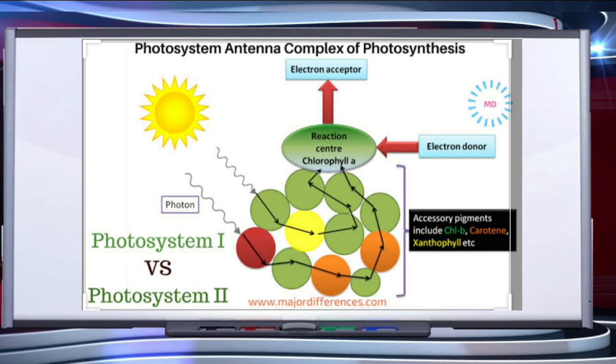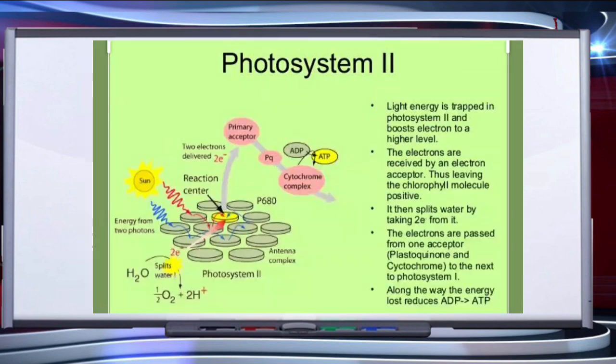In photosystem 1, the reaction center is P700, which is a chlorophyll A molecule that absorbs light at 700 nanometers, as shown in the slide. In photosystem 2, the reaction center is P680, a chlorophyll A molecule that absorbs light at 680 nanometers.